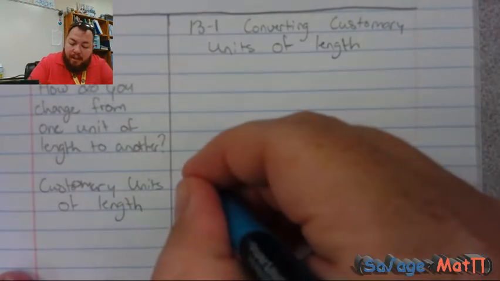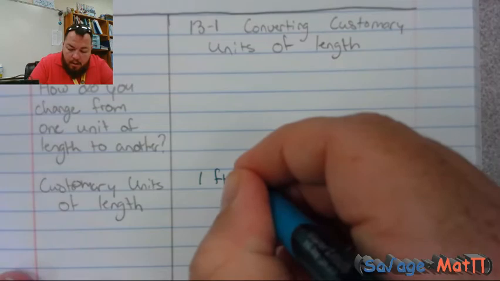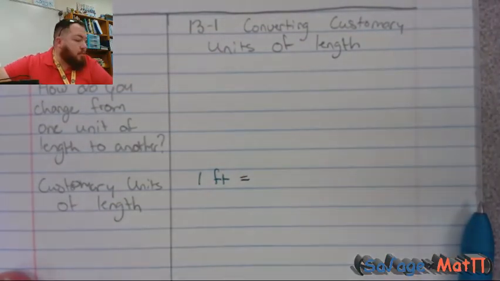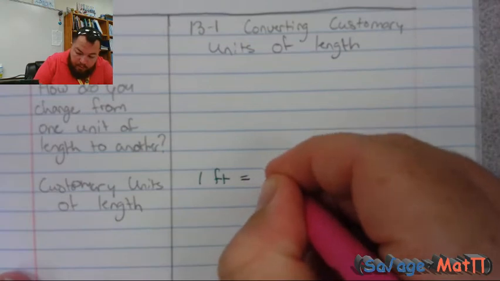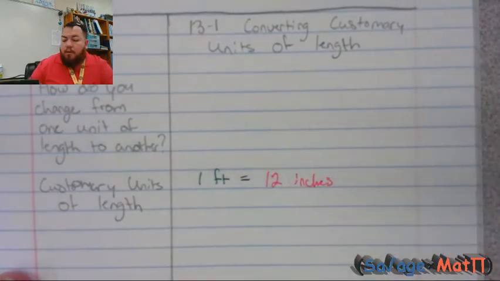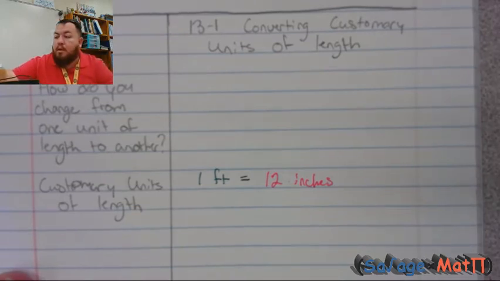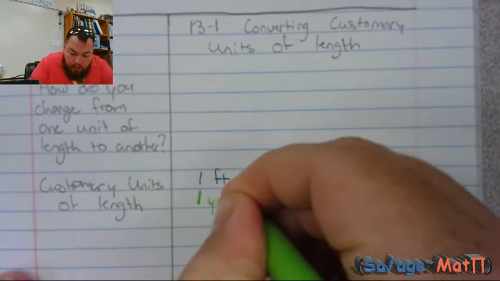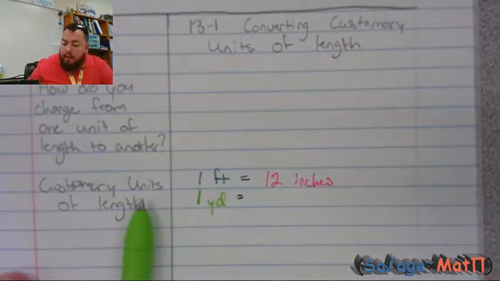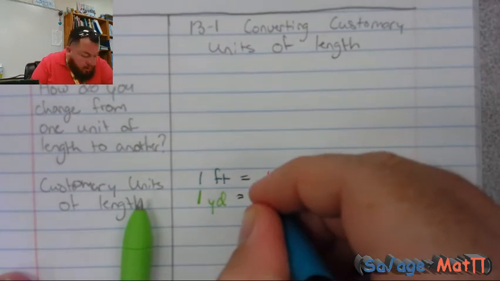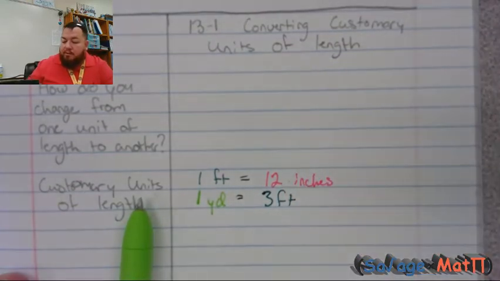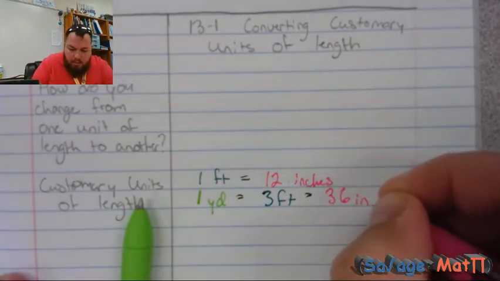So the first thing I might have is I might have 1 foot. Try to use different colors. Equals 12 inches. I might have 1 yard equals 3 feet, which equals 36 inches. Okay.